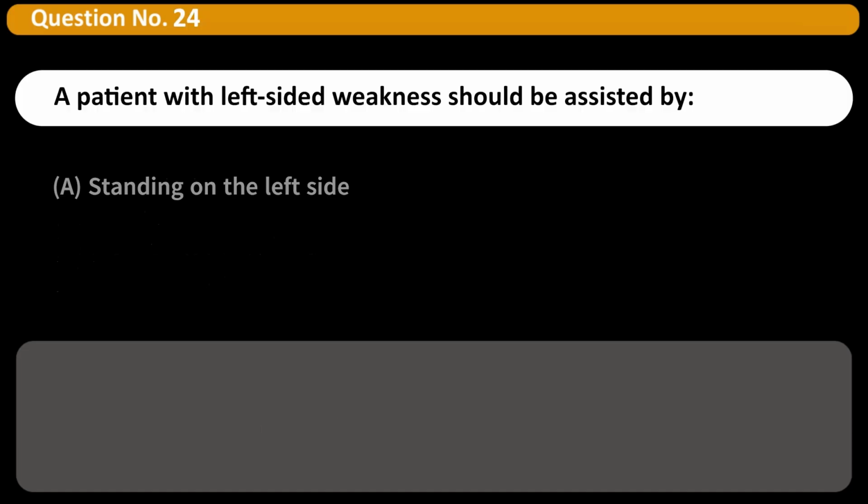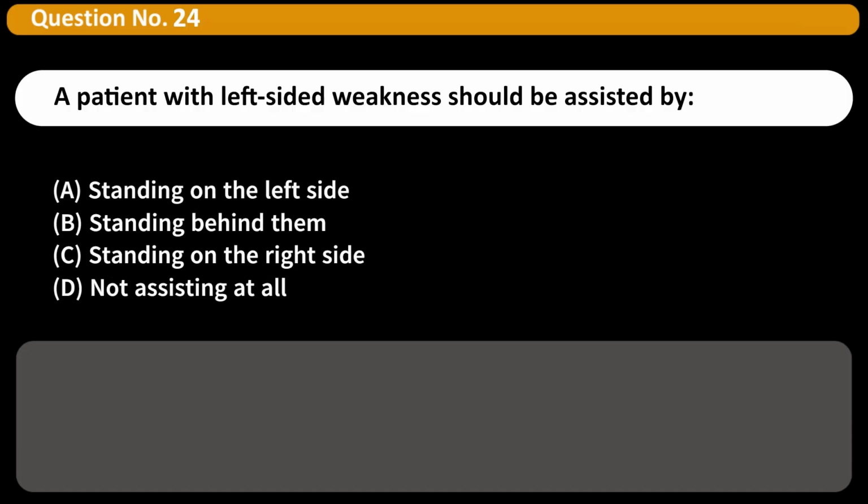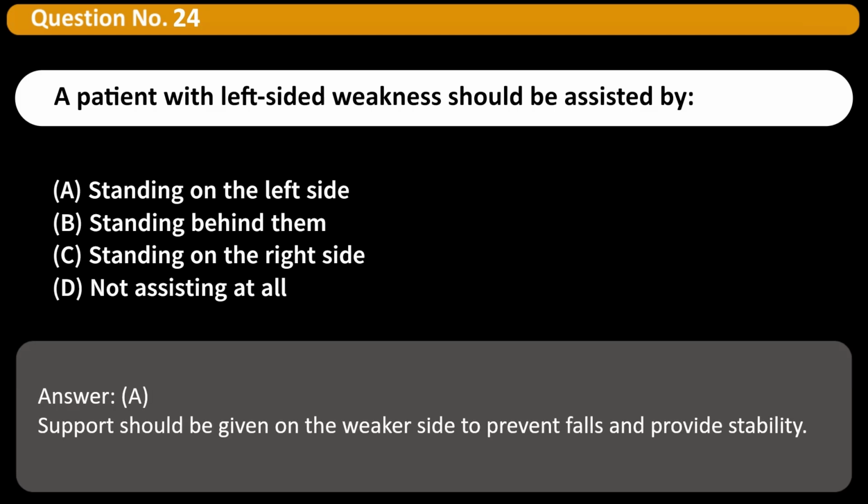A patient with left-sided weakness should be assisted by: A. Standing on the left side. B. Standing behind them. C. Standing on the right side. D. Not assisting at all. Answer A. Support should be given on the weaker side to prevent falls and provide stability.